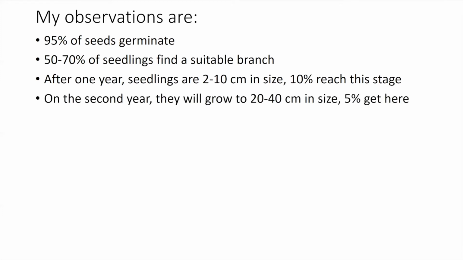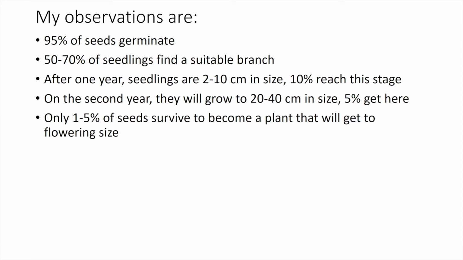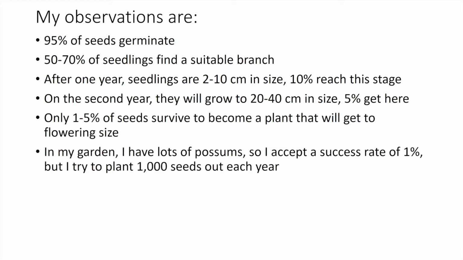On the second year, they're 20 to 40 centimetres in size. Only 5% get to that stage. And only 1 to 5% of seeds survive to become a plant that flowers. So it's a numbers game when you grow mistletoes. Get a lot of seeds, put a lot out. And in my garden, I've got lots of possums that come around and eat a lot of plants. So I accept a success rate of about 1%, but I try and put out 1,000 seeds every year.